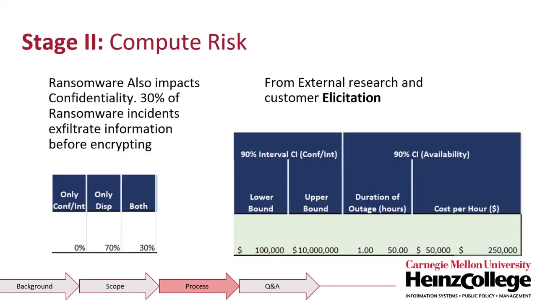In this example, it is the same organization. We show the values that are used for calculating the risk impact. For example, for the ransomware loss event, 70% of ransomware events impact only availability of information, and 30% impact confidentiality and availability. These statistics came from the Verizon Data Breach Investigations Report.